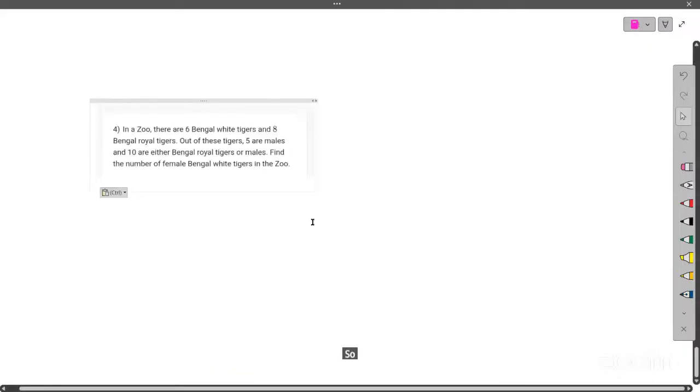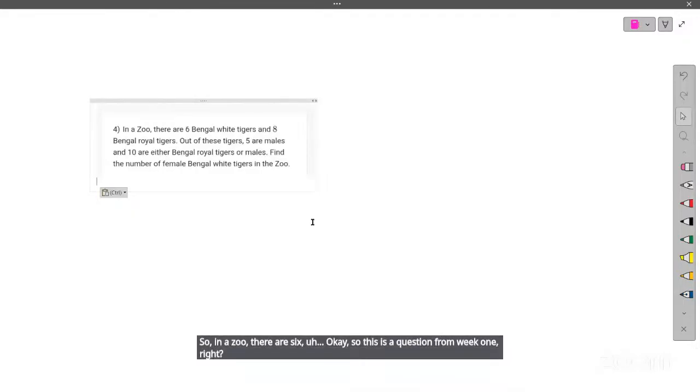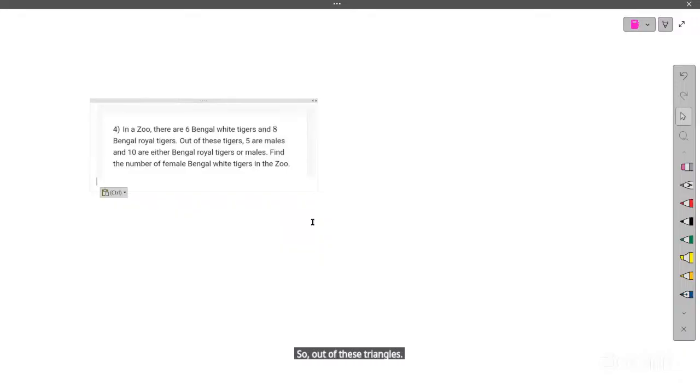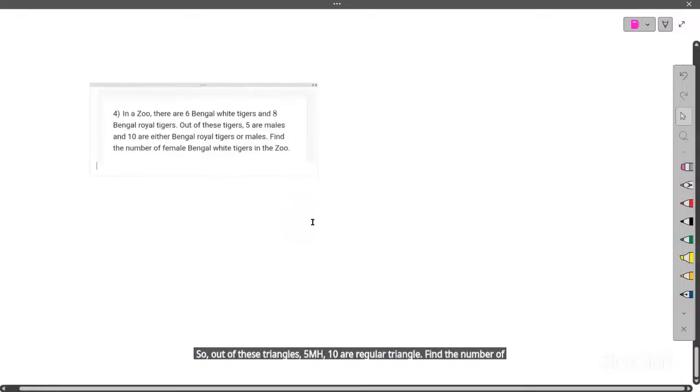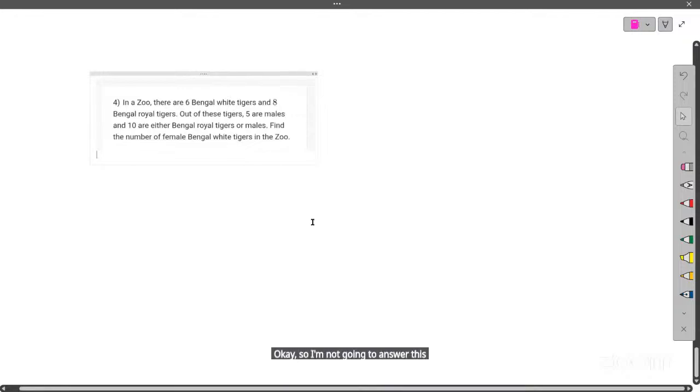So in a zoo, there are six Bengal white tigers, eight. Okay, so this is a question from week 1, right? Out of these tigers, 5 are male and 10 are Bengal royal tigers. Find the number of female tigers. Okay, so I'm not going to answer this question.